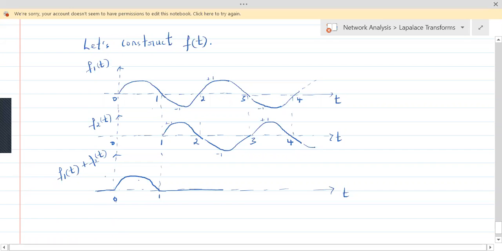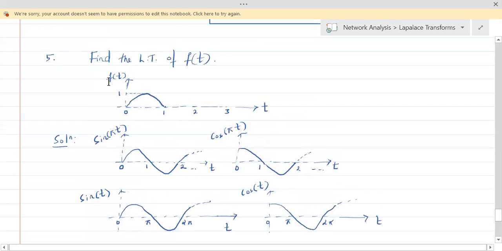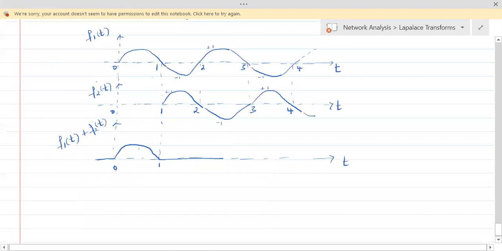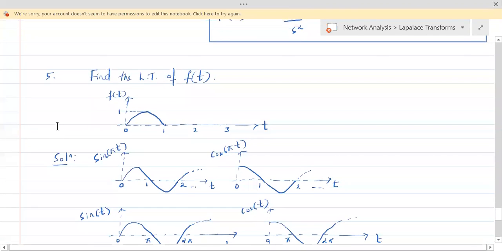Fine. So this is your f1 of t. Get that point? Let me write, this is 1 and this is minus 1. So what would remain is this sinusoidal function of amplitude 1 from 0 to 1. So this is how we can construct the given f of t.